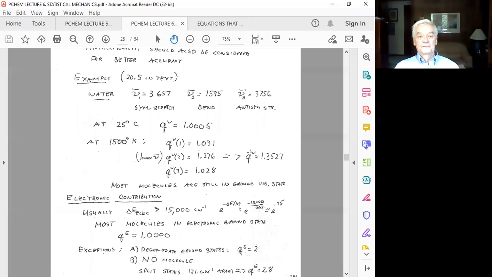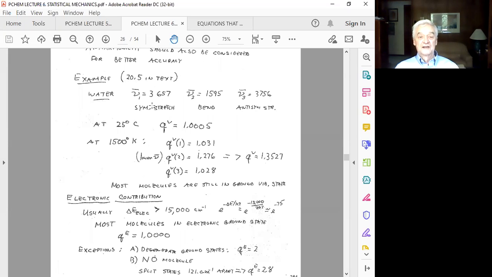All right, well, I picked a problem out of your textbook. I think this is still in your textbook. It's no longer 20.5, but let's just do calculations for water for the vibrations. So here are our 3 vibrational frequencies.